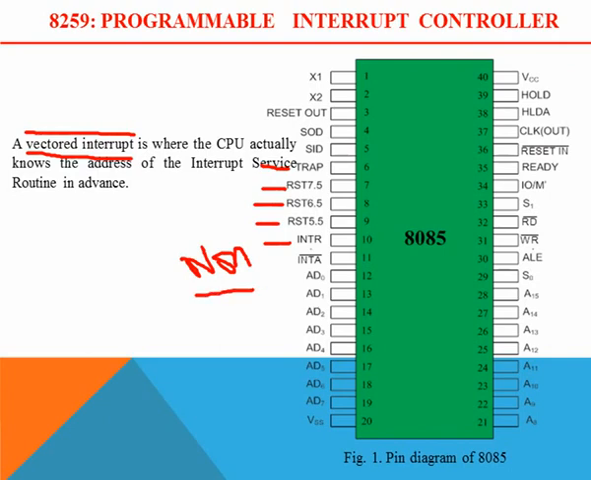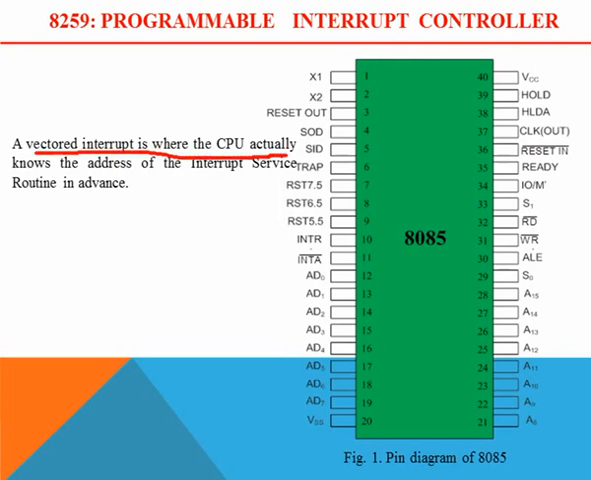If we go into the basic knowledge of physics, we know that a vector is a quantity that has direction. Similarly, here we can say that a vector interrupt is the one which has a specific pointer pointing towards the interrupt service routine. Or in other words, a vector interrupt is where the CPU actually knows the address of the interrupt service routine in advance.